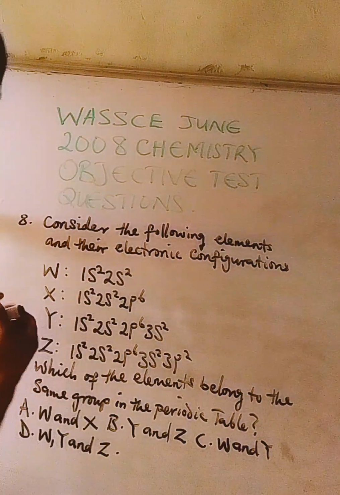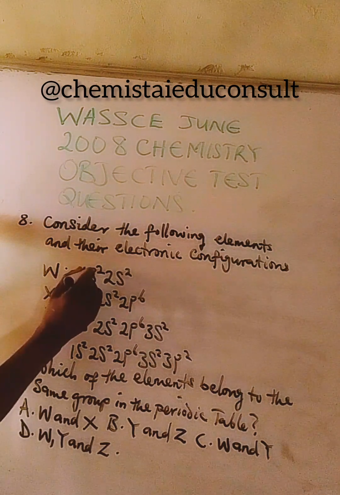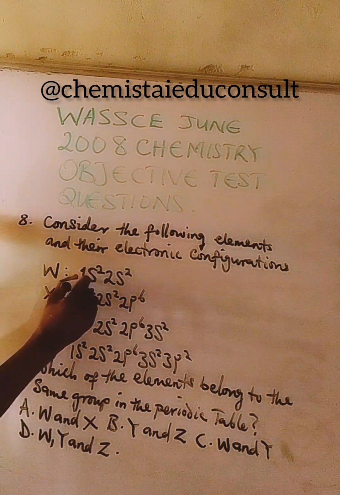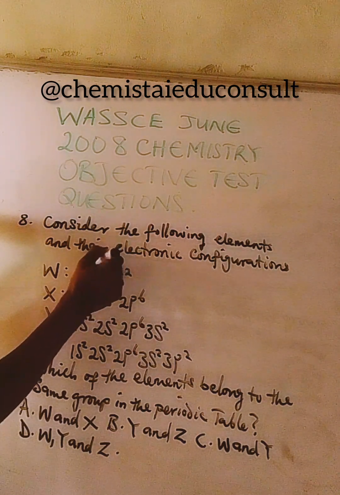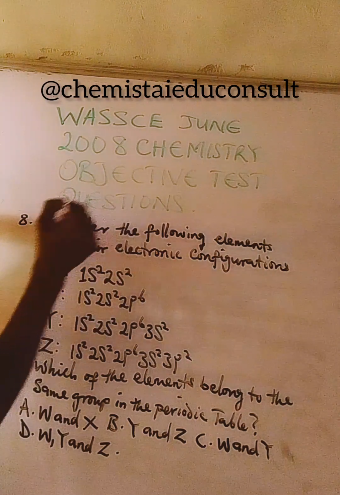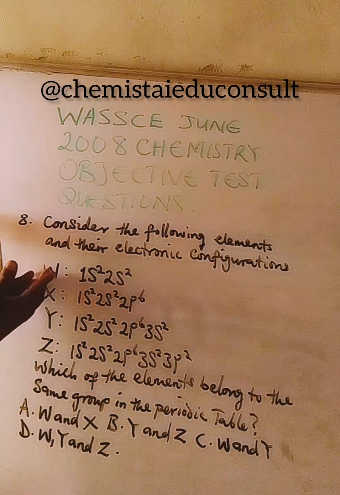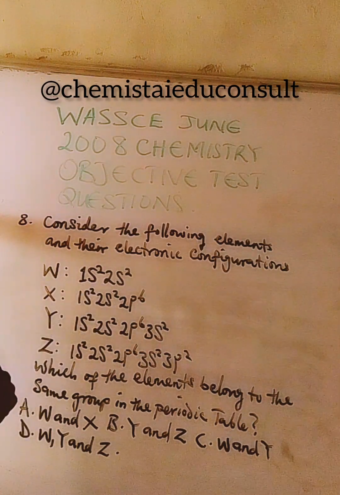So this whole thing means 1. This 1 means first shell. This S is the S orbital of first shell. The number on top means number of electrons in S orbital. This is second shell, S orbital, and 2 electrons on it. So this W has 2 electrons on S orbitals, first shell and second shell.